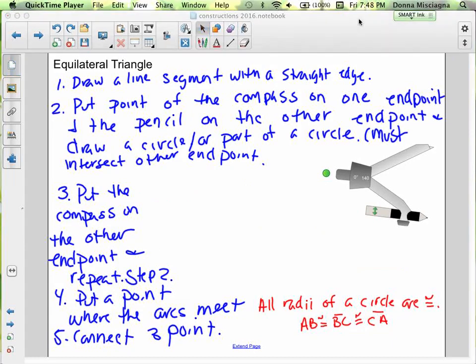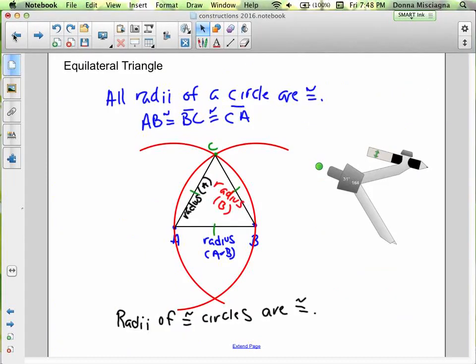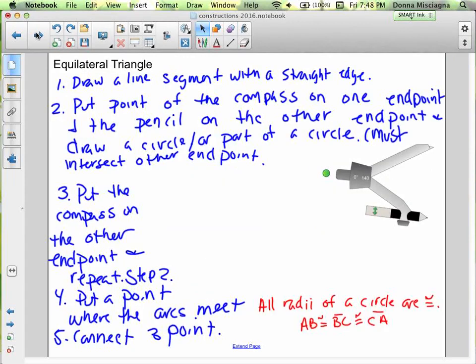So here we are again. All right, so I put the equilateral triangle here, and here's a chance for you to do it. And you don't have to write anything, right, because we have everything already written there, except you should add this, that radii of congruent circles are congruent.